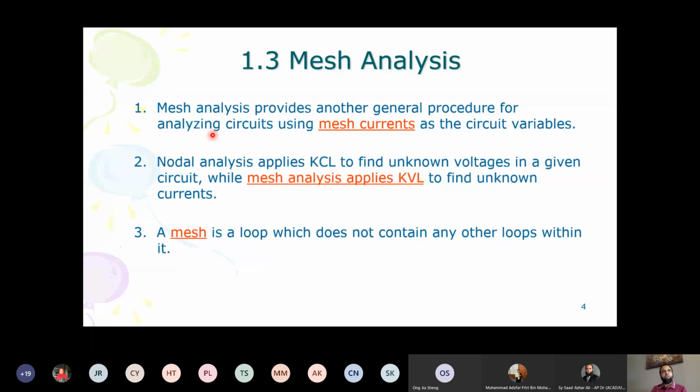So just like we did for nodal analysis, we apply mesh analysis. We find the meshes or the loops in which there's some current rotation, and we know from KVL that the sum of all the voltages around a loop is 0. So we take the loop equations to model the circuit, and then we solve it.